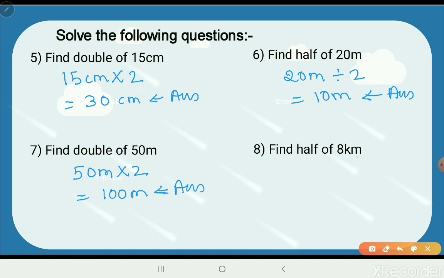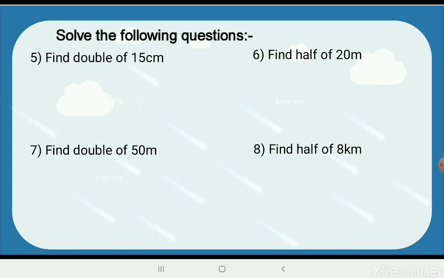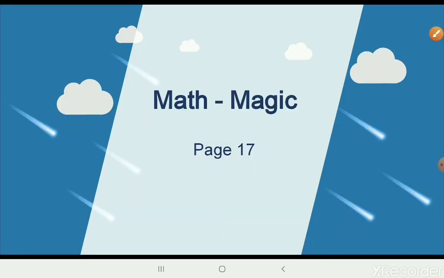Question 8. Find half of 8 kilometer. Half means divide by 2. So when you are dividing 8 by 2, you get your answer as 4 kilometer. So this is your answer. Just remember children, wherever you have to find double, you multiply it by 2. Wherever you have to find half, you divide it by 2. Now I want you all to open your maths textbook to page number 17 and we start doing some questions.